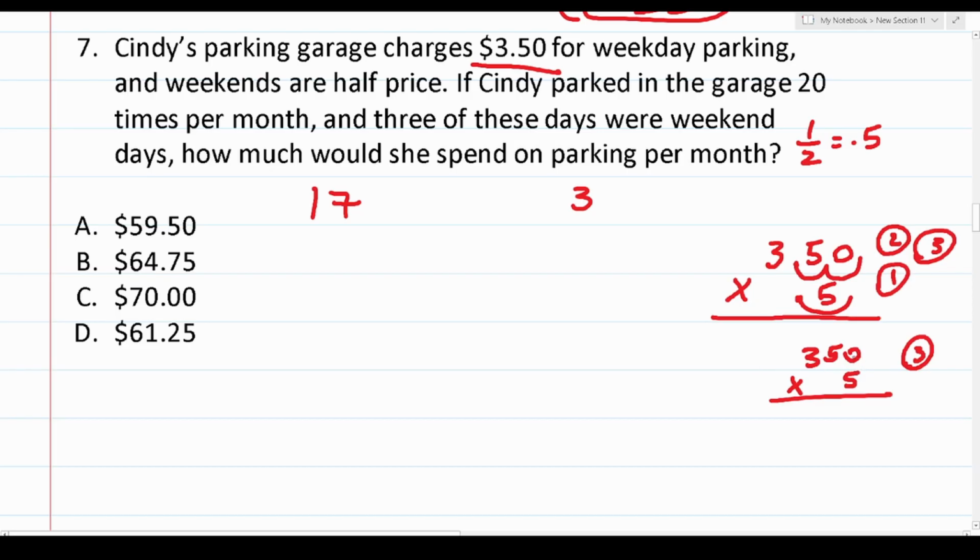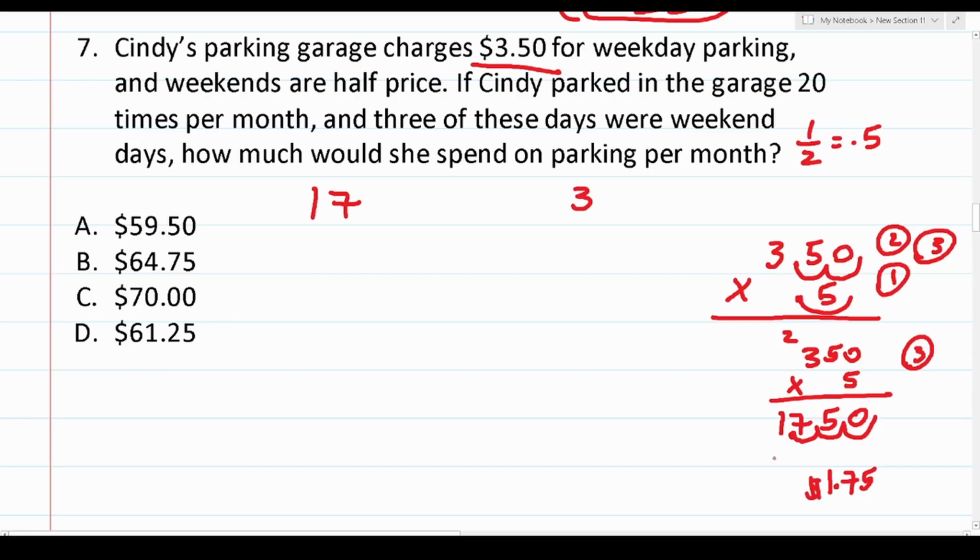So let's just work this out. This is 5 times 0, which is 0. 5 times 5, which is 25, carry a 2. 3 times 5 is 15, 16, 17. Shift our 3 decimals back to the left. 1, 2, 3. So we can see that half of 3.50 is 1.75.